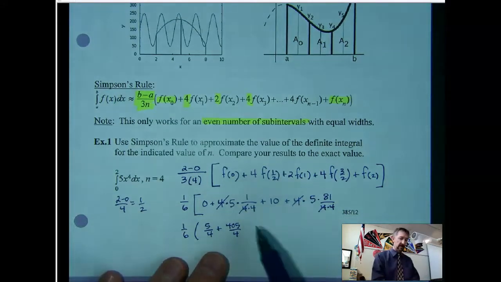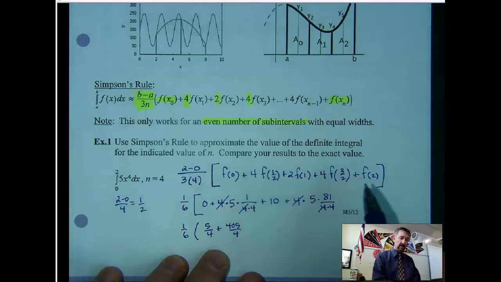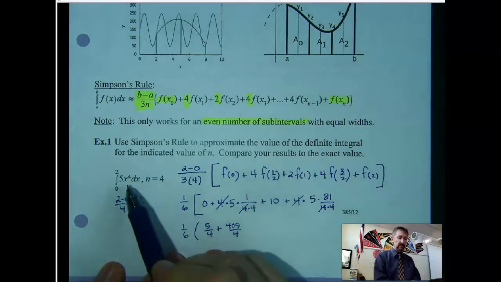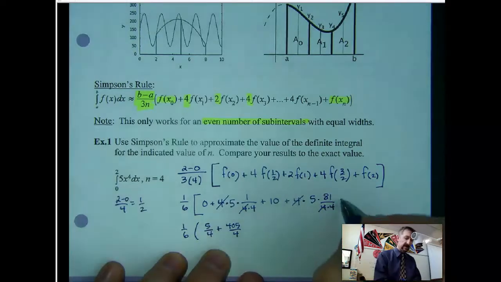Oh, I left the 10 out there. That's a little awkward. I could have added this guy. So, and then we plug in a 2. 2 to the 4th is 16 times 5 is 80. So that's going to be 80.